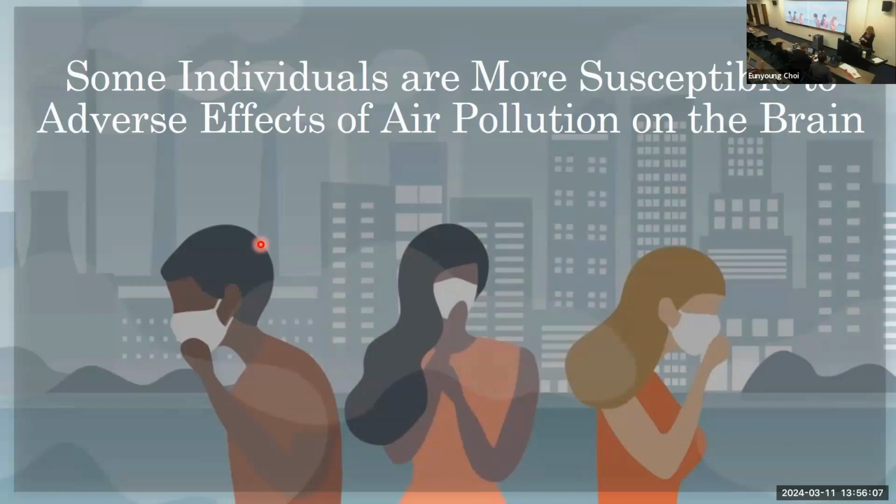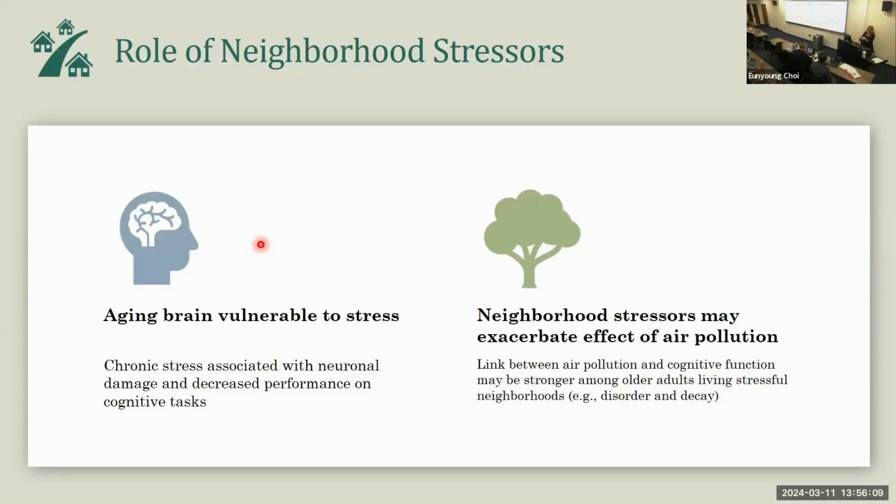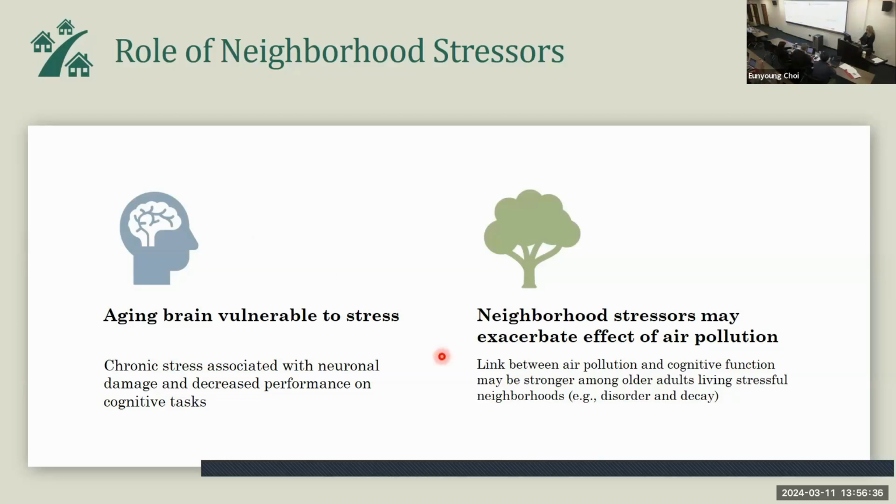I came at this from a very theoretical perspective, thinking about how the aging brain is vulnerable to stress. Actually, this brain is the target organ for stress. So the chronic stress that people experience, that's been associated with neuronal damage and decreased performance on cognitive tests, that's been shown in a lot of different age groups, might exacerbate the effects of inhaled particulate matter. And so I proposed that maybe neighborhood stressors would exacerbate the effect of air pollution in the residential environment.